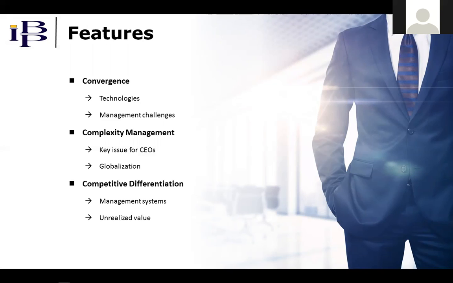I think the second point is that one of the key challenges facing global organizations and CEOs is this issue of complexity management. I think that if you're going to manage complexity, integration is absolutely essential for managing complexity. And just from a competitive differentiation perspective, I'll use the term management system. So the broader integration really drives, we believe, a lot of competitive differentiation within companies, and really helps them realize unrealized value sources that they've been trying to accomplish.